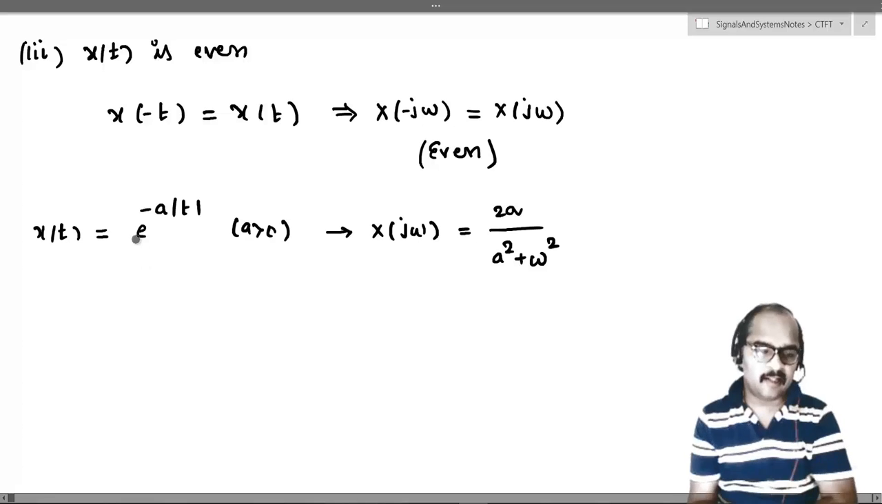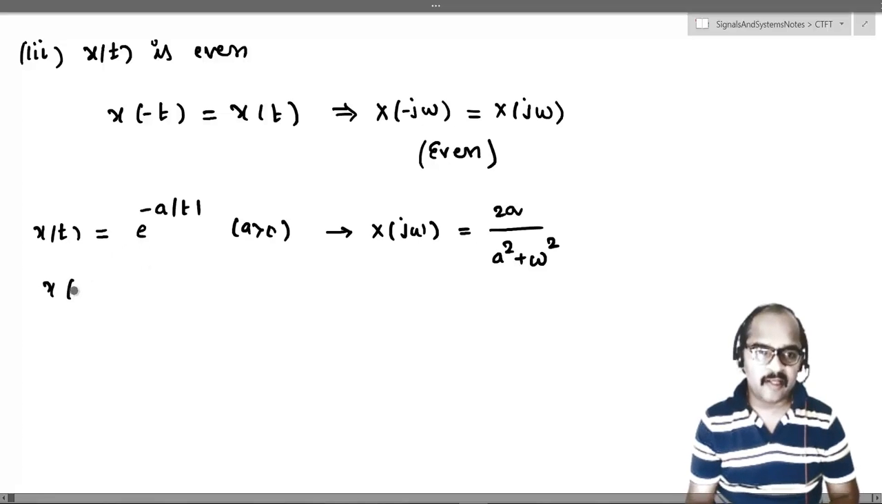So what happened? Note that this signal is real and this fellow is even. Why? X of minus t would be equal to how much here?